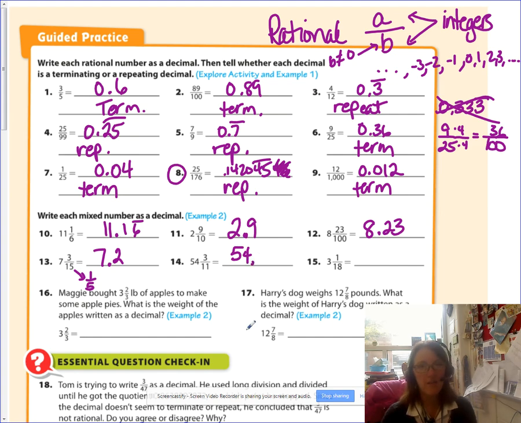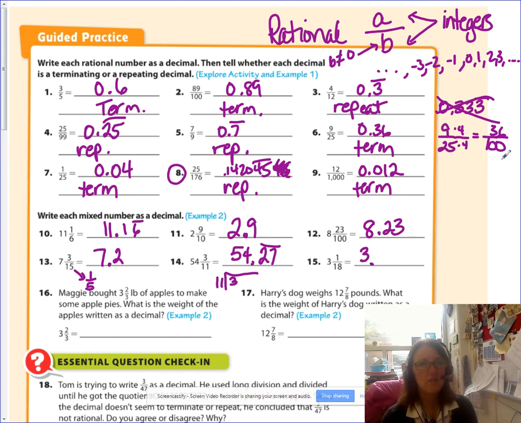54 and 3/11. So you can put the 54 in front of the decimal and then convert 3/11. You have to take 3 divided by 11. And what you should notice is that you get the digits 2, 7 that keep repeating. That's a 2-digit repeating block.